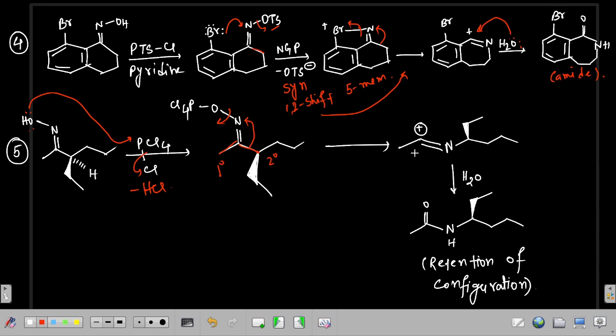Next step, it leads to the formation of this intermediate. Here you see after rearrangement there will be no change in the configuration. This ethyl group is present above the plane, and after rearrangement it is present as such, above the plane. So there will be retention of configuration. After this, if it reacts with H2O, it will give the amide again.